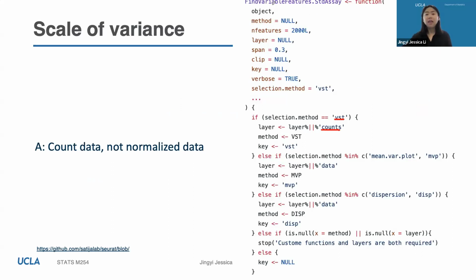He found that looking at this function, FindVariableFeatures standard assay, you will see that when the method is VST, counts are used. But when the method is this mean var plot or MVP, you use data. And data contains normalized data from the previous step. So then why do we have this different choice? That's another interesting question for you to think about, right? So whether we should use normalized data from the previous step or we should use counts. These are small issues, but it will affect the result.